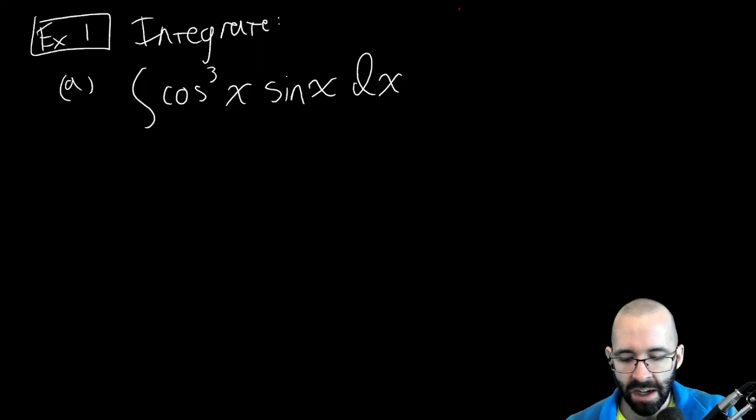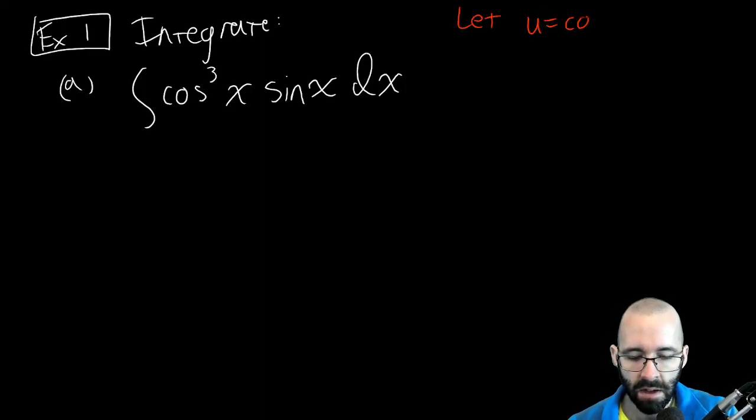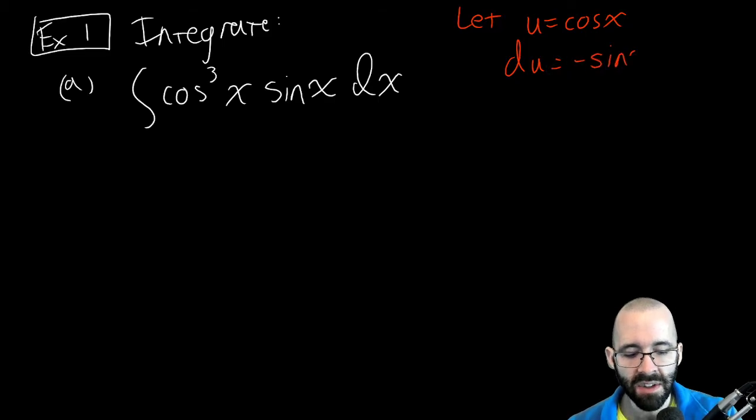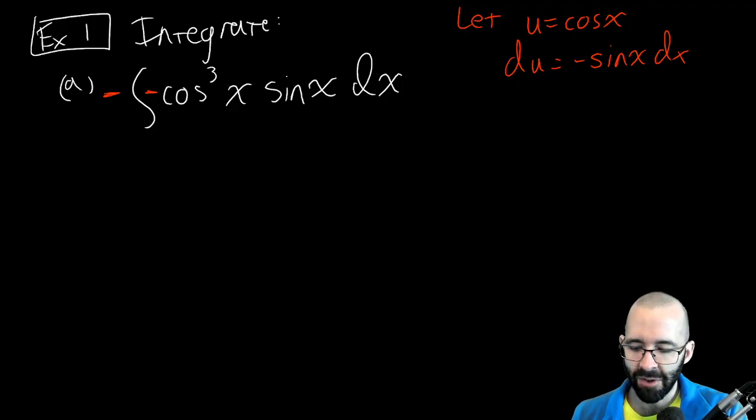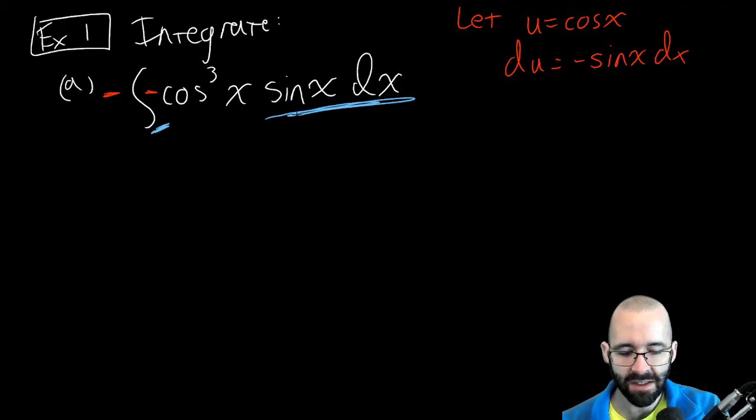So let u be cosine of x. We choose that sort of u for two reasons. One, it's a function inside of a function. And two, because its derivative is sitting out on the outside. So du is negative sine of x dx, which we almost have. We just need a negative here and a negative here. Technically we want the negative here, but if I put it there, it looks like subtraction, so I'm going to put the negative in front. And now all of this is just du.